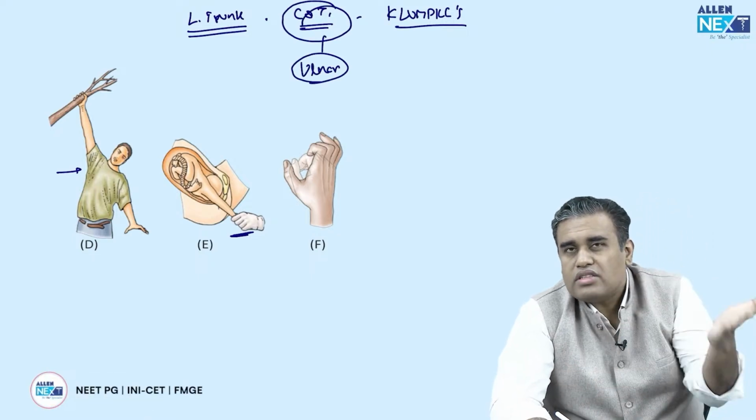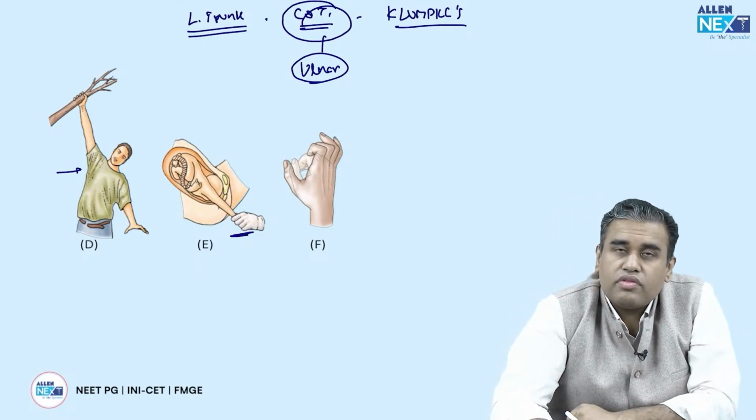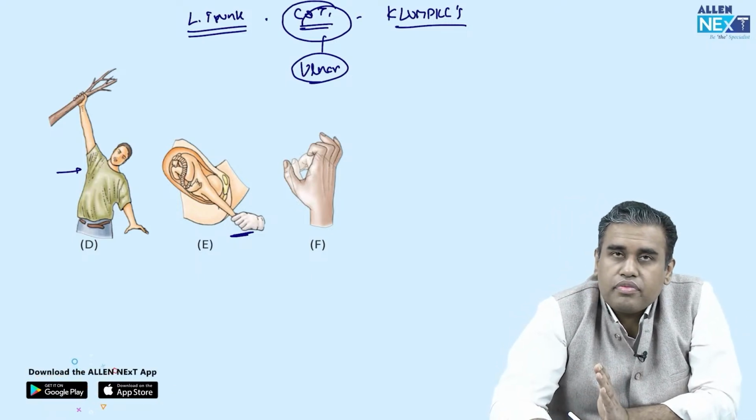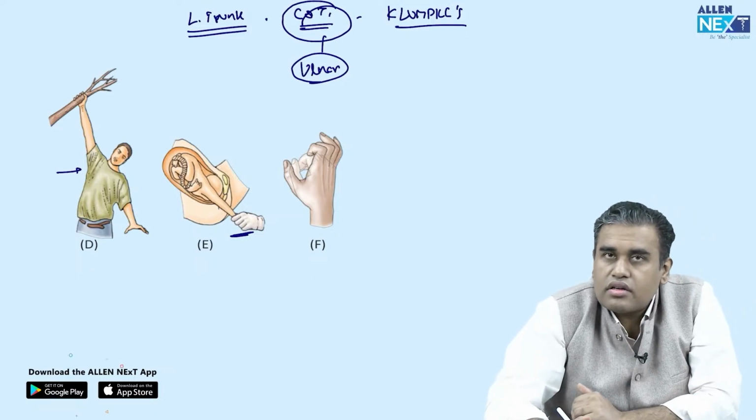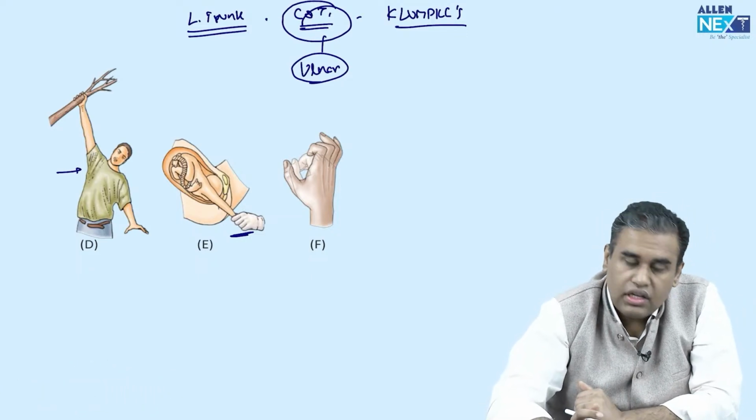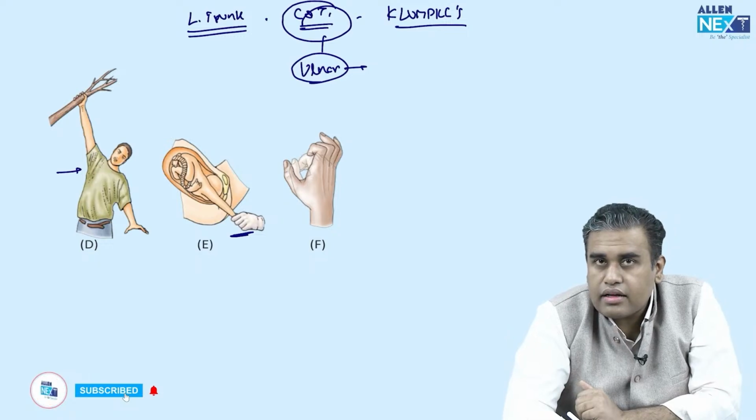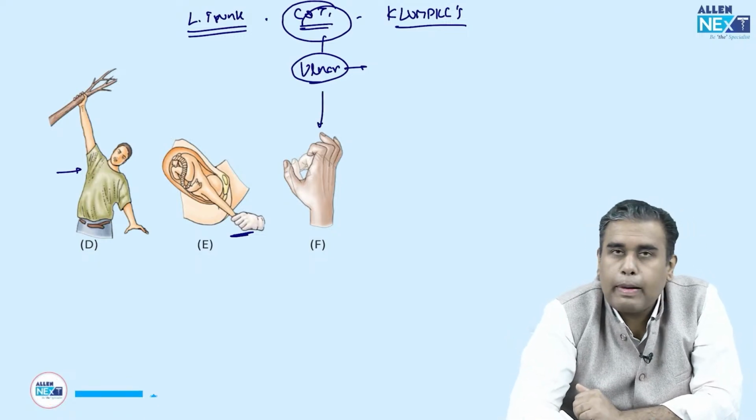Okay, because if you go to the branches of the cord, which we have not discussed but we should know, the main continuation of the medial cord is the ulnar nerve. Medial cord is C8, T1. So ulnar nerve, we know it's a nerve of the hand. So there can be clawing of the hand.